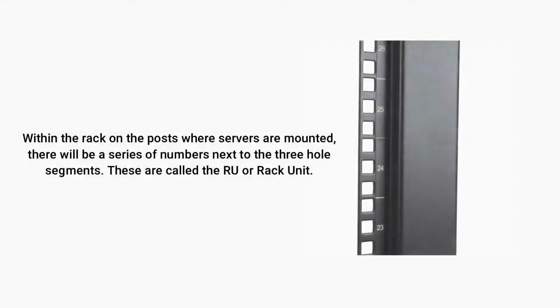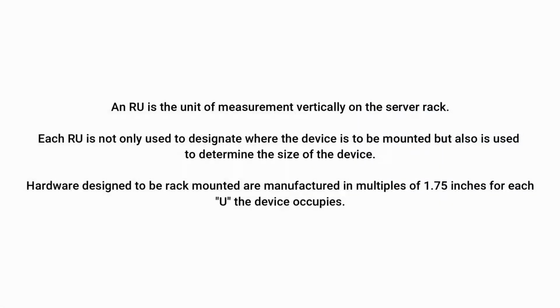Within the rack on the posts where servers are mounted, there will be a series of numbers next to the 3 hole segments. These are called the RUs or rack units. An RU is the unit of measurement vertically on the server rack. Each RU is not only used to designate where the device is to be mounted but also is used to determine the size of the device.